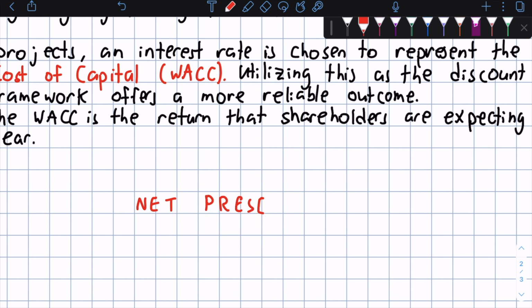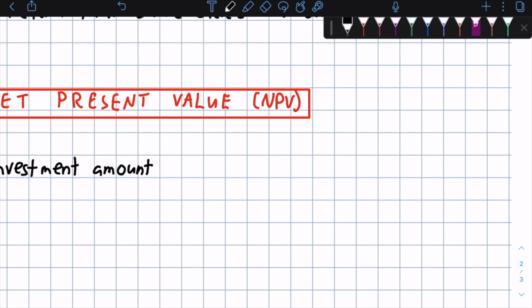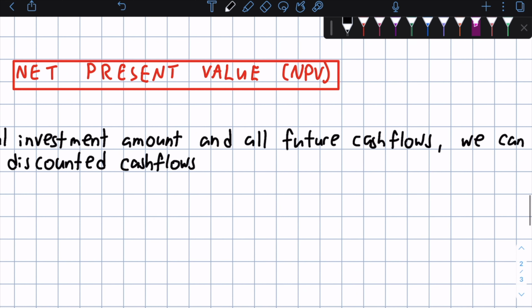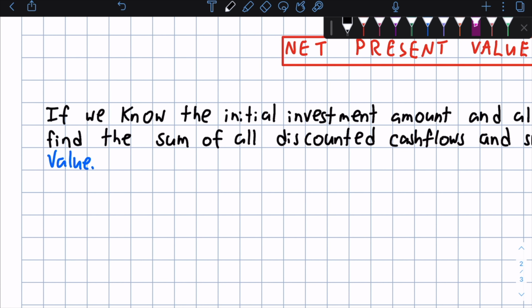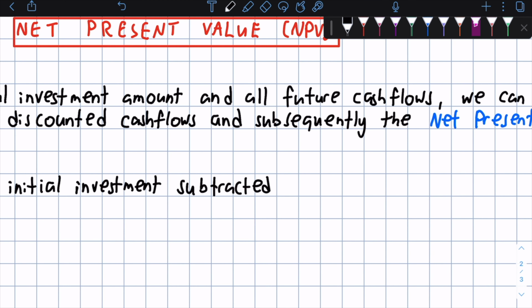Now let's take a look at something that's closely related to DCF models, and that is the net present value, or NPV. If we know the initial investment amount and all future cash flows, we can find the sum of all discounted cash flows and subsequently the net present value. And this is a very important term in this context. The NPV is simply the initial investment subtracted from that total sum of DCFs.